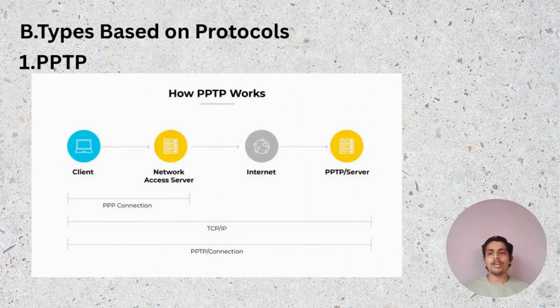Now let's look at the VPN types based on protocols. This defines how data is transmitted. First of all, we have PPTP, which stands for Point-to-Point Tunneling Protocol. It is an older protocol that can be fast but it provides weak security, so it is mainly used for legacy systems.